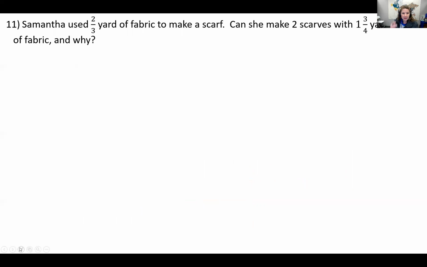Number 11, Samantha used 2/3 of a yard of fabric to make a scarf. Can she make 2 scarves with 1 3/4 yards of fabric? All right, so we want to know if there is enough to make 2 scarves. So I'm going to take the total amount of yards that we have, and I'm going to divide it by how much it takes to make 1 scarf and make sure the answer is more than 2. If the answer is more than 2, then the final answer is yes, we do have enough to make 2.